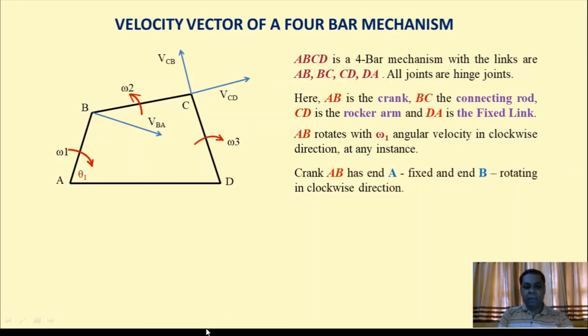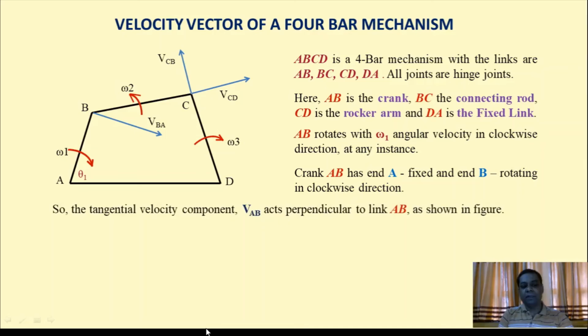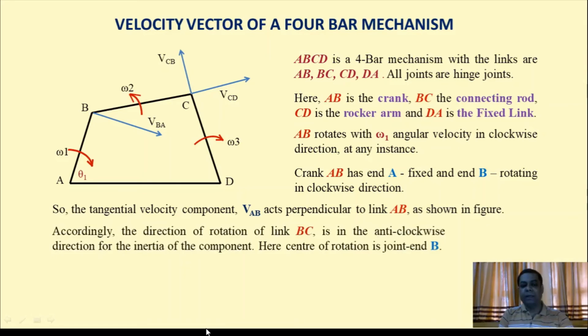Now AB rotates with omega 1 angular velocity, as I told, clockwise direction at any instance. Now crank AB, the end A is fixed and B is rotating in clockwise direction. So the tangential velocity component Vba acts perpendicular to the link AB as shown in the figure. Accordingly, the direction of rotation of link BC is anti-clockwise.